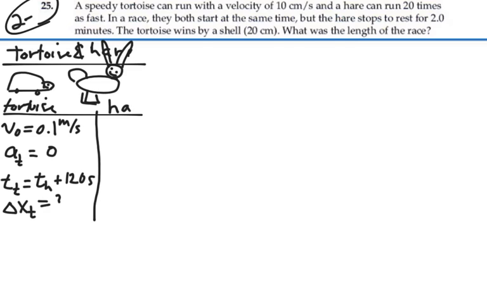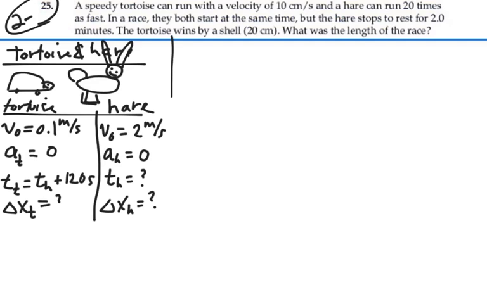If we look at the hare, we have initial velocity equal to 20 times the velocity of the tortoise, which is going to be 2 meters per second. Acceleration for the hare is going to be 0. The time for the hare we don't know, and the displacement for the hare we don't know. But we're going to have two equations with two unknowns, so it's solvable. Even though we only have two kinematic variables for each combatant, we can still solve this because we're going to end up with two equations to use.